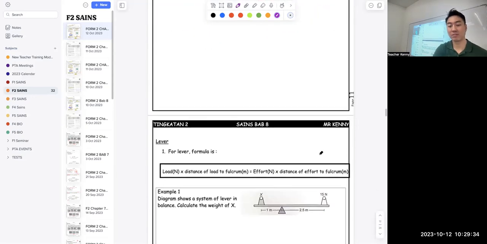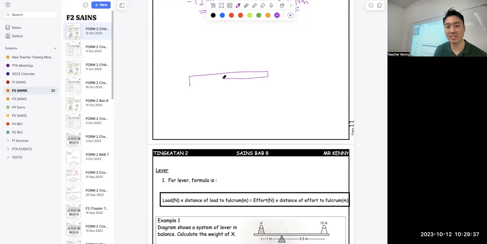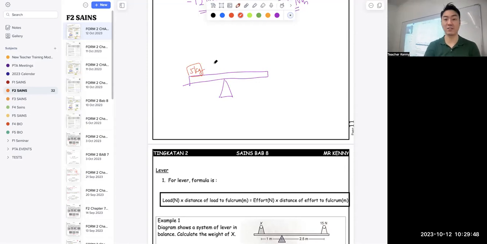Now, next one. Now, mathematicians, listen. I have 5 kg, or 50 Newton, of box over here. And the distance is 3 meter. Okay, let's make it easy: 2 meter. I have another box of 5 kg. Where should I place this box on the seesaw so that the whole thing is balanced?